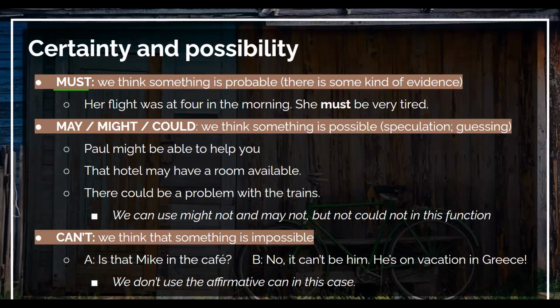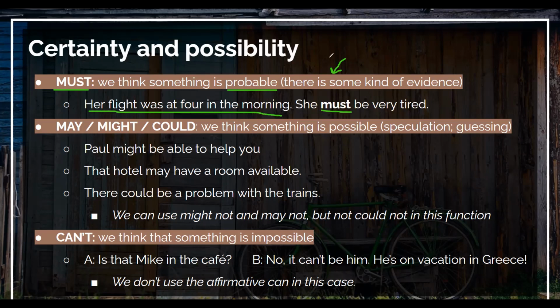when we think something is probable. When we say probable, it means that it has a very high probability, a very high chance of it being true. Usually because there is some kind of evidence, right? So her flight was at 4 in the morning. She must be very tired.